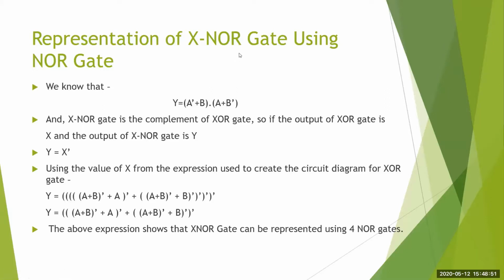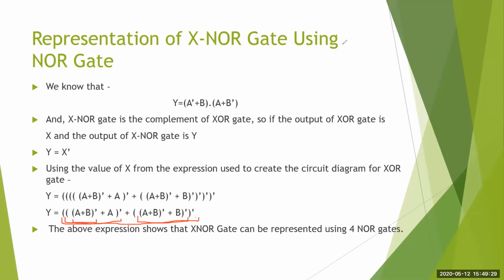This equation can be used to express the XNOR gate in terms of NOR gates. We can see that a plus b complement can be shown with the help of one NOR gate by applying a and b as an input. Then if we apply a and a plus b complement as an input to another NOR gate, we can get this term. Then b and a plus b complement as inputs to another NOR gate, we can get this term. Then if we apply this term and this term as an input to another NOR gate, we can get this term. So hereby we can represent the XNOR gate with the help of 4 NOR gates.